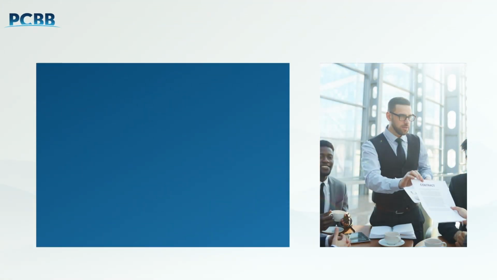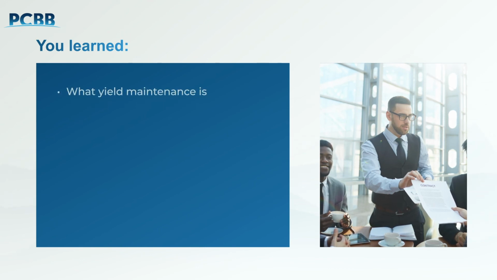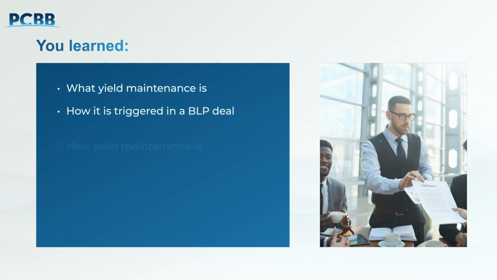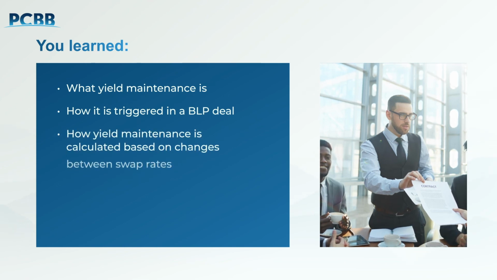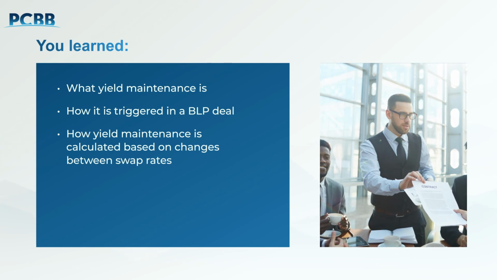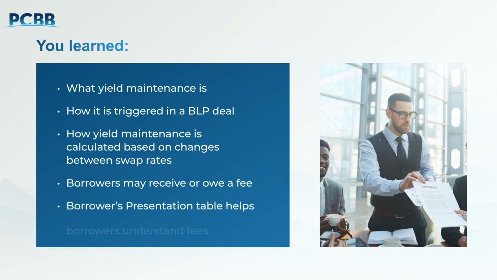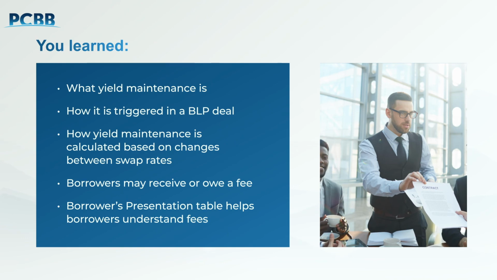This concludes our review of yield maintenance. In this session, you learned what yield maintenance is, how it's triggered in a BLP deal, and how it's calculated based on changes between the initial swap rate at inception and the prepayment swap rate. You also learned that your borrower may receive or owe a fee and how you can use a table in the borrower's presentation found in this BLP portal to help them understand those fees.